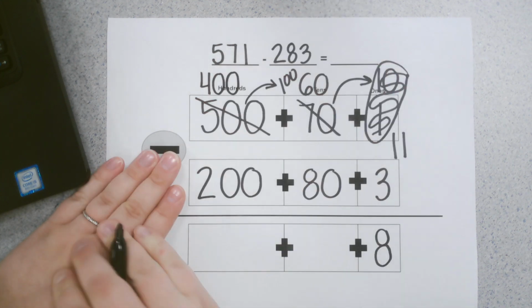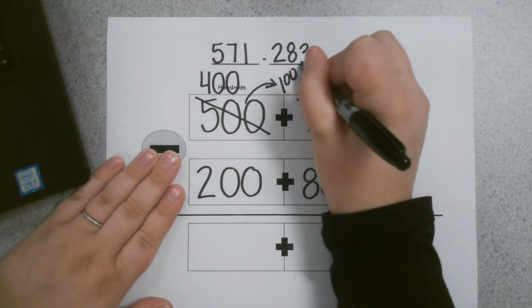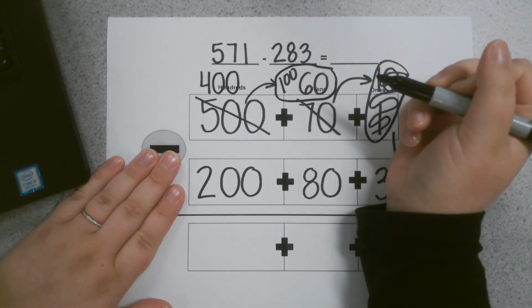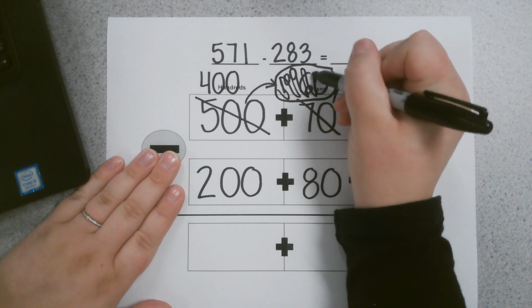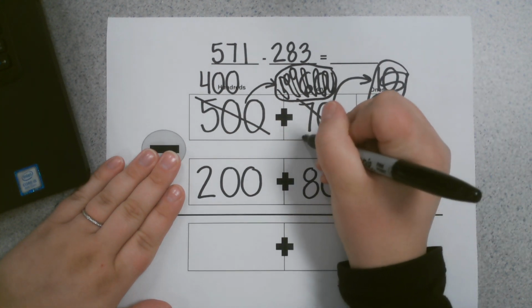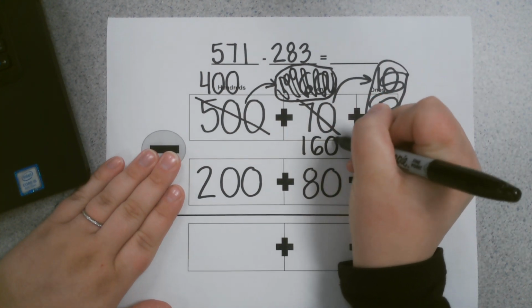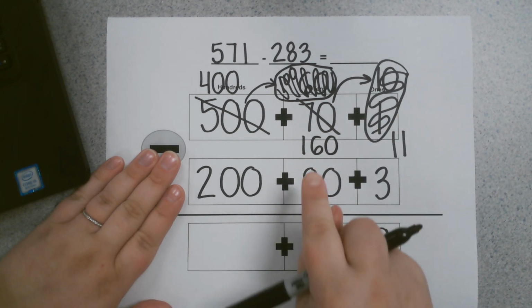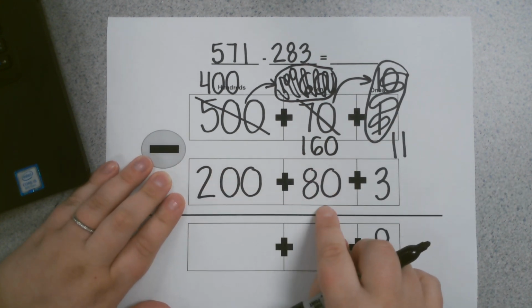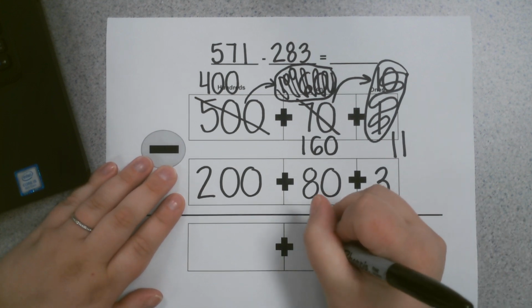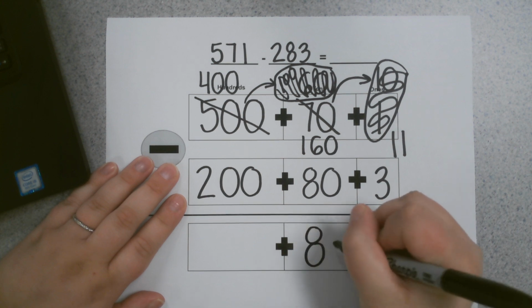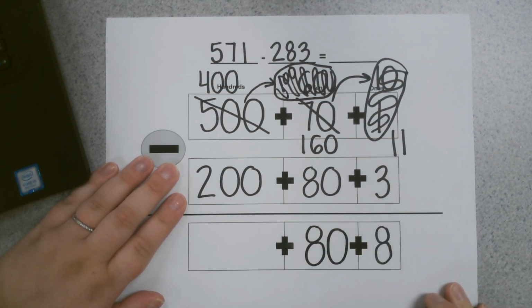400. But so now in my tens place, I can't leave it like this. I gotta squish it together. And 100 plus 60 is 160. Okay. Now I have 160 minus 80. Well, I know my math facts. And 16 minus 8 is 8. It's a doubles. So I know 160 minus 80 equals 80.